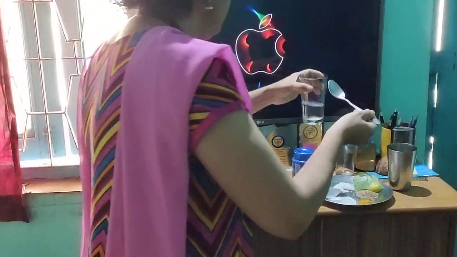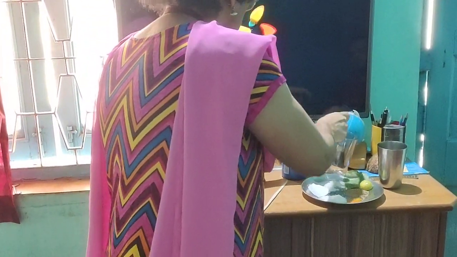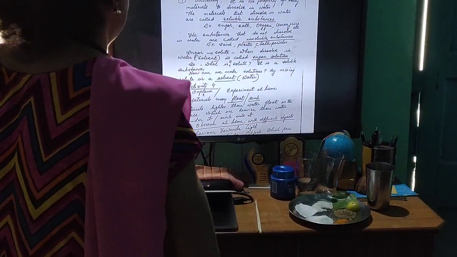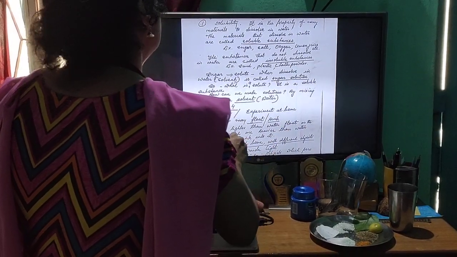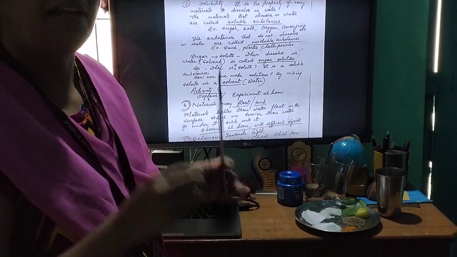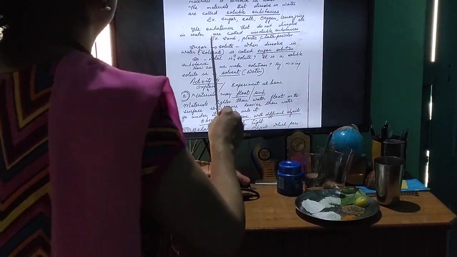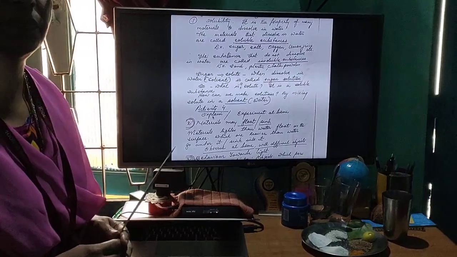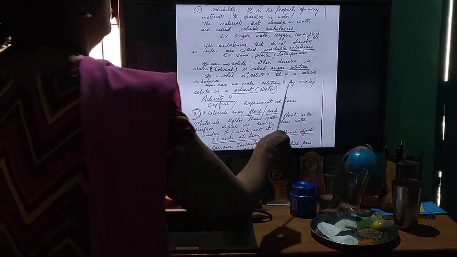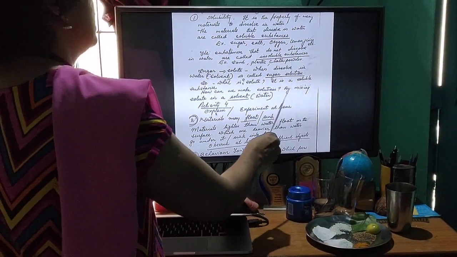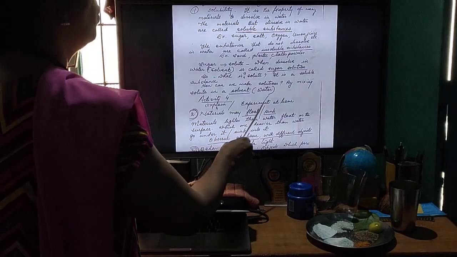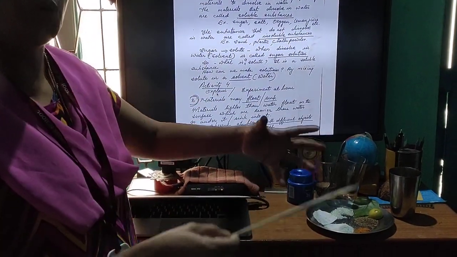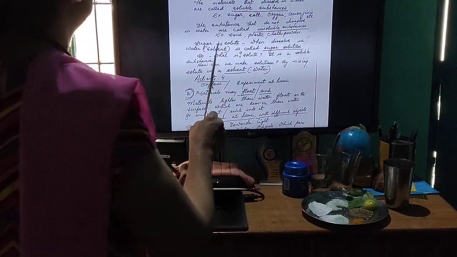So how will you define a solute? Let us try to define a solute. A solute is a soluble substance. Anything that is soluble is known as solute. How can we make solutions? We can make solutions by mixing solute in a solvent. So what is a solvent? Water. In the given case which I showed you, the solute is sugar.